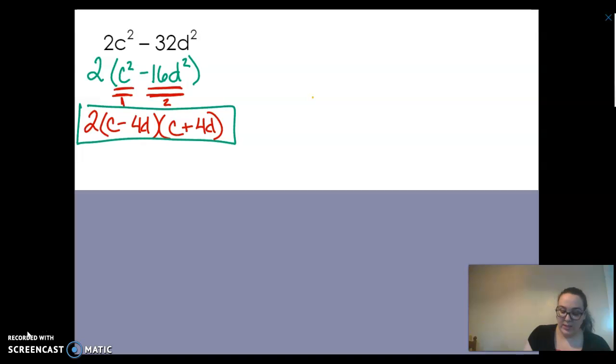I realize that this is another difference and another perfect square right there with the 4. But because the d is not a perfect square and neither is the c, this will not continue. Okay? Next question here.